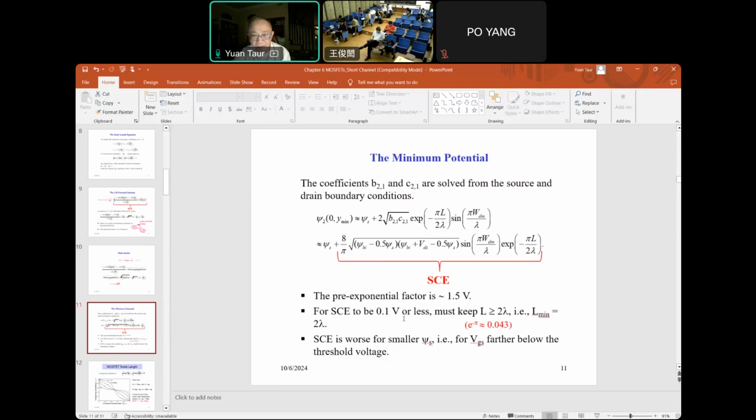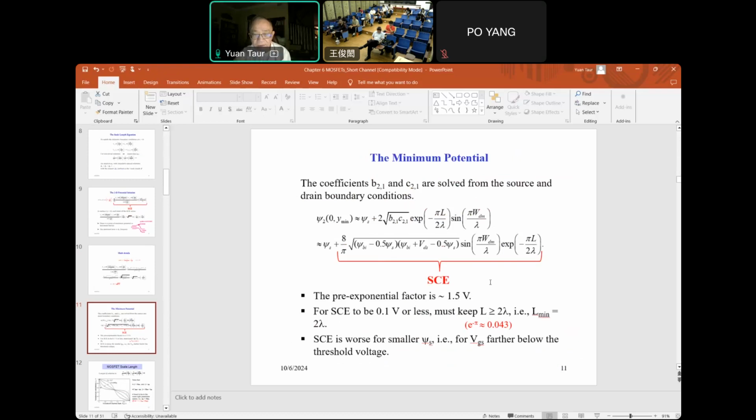So a very convenient result from this model is that the minimum channel length is 2 lambda. If L is smaller than 2 lambda, then this term will become larger than tenths of a volt, and we consider that too much, an excessive short channel effect.